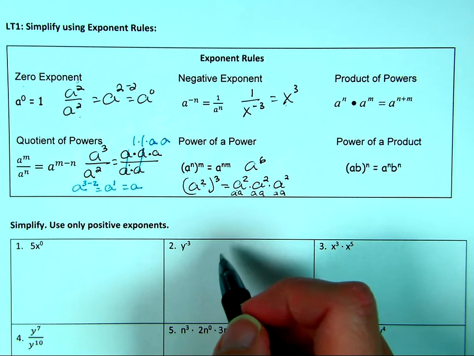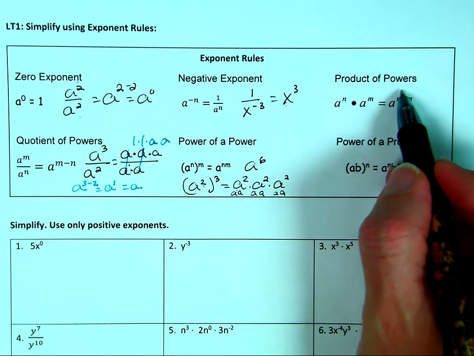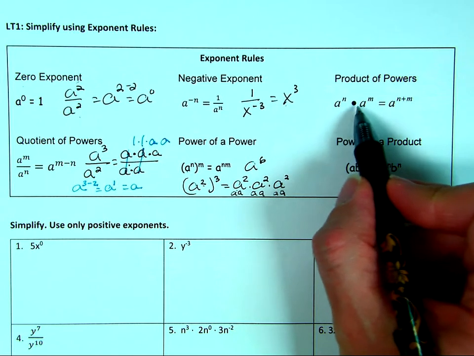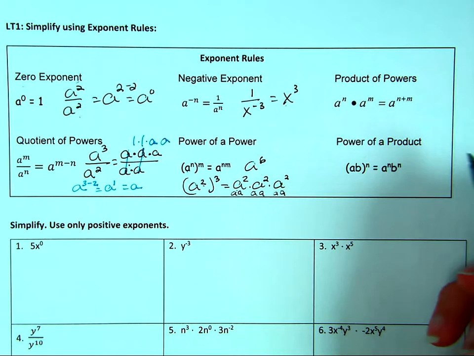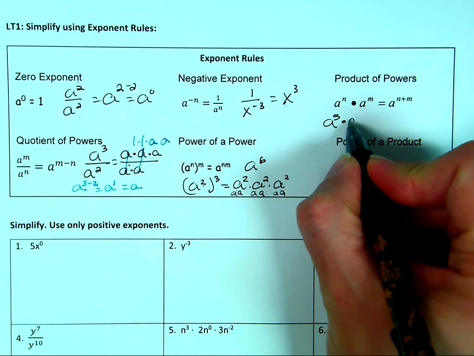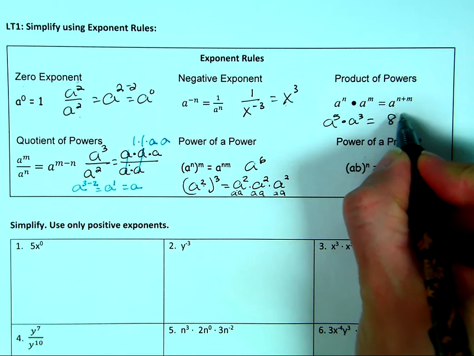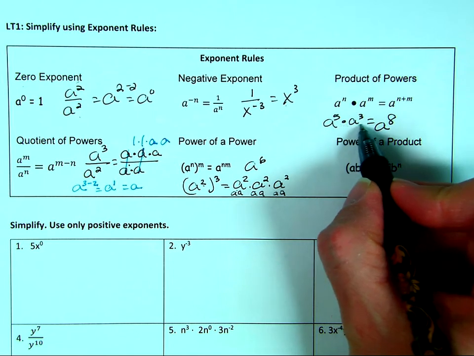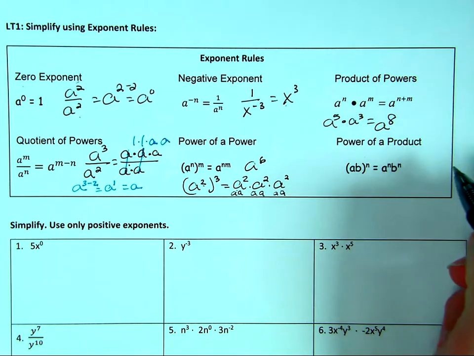Power of a power. This is a product of powers. So we have a product, that means multiplication going on, and we add the powers. So if I had a to the 5th times a cubed, that gets me a to the 8th, because I have 5 of them all lined up here, 3 of them, so all together I have 8 of them.